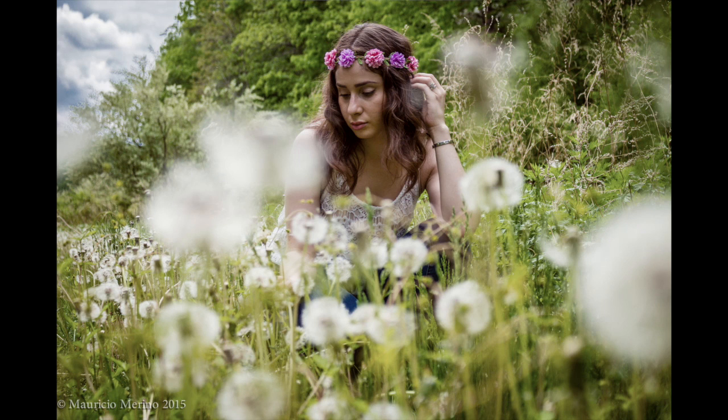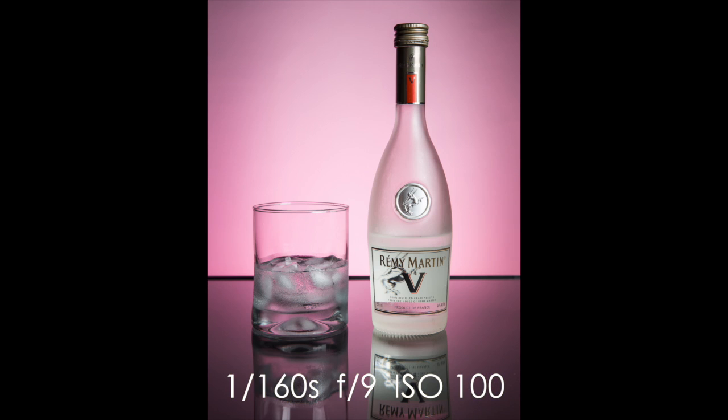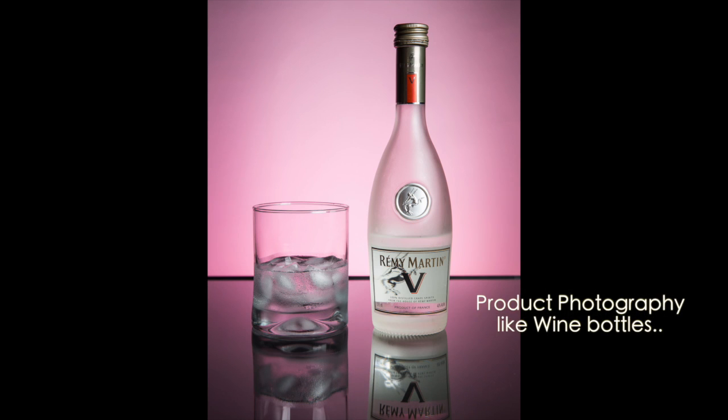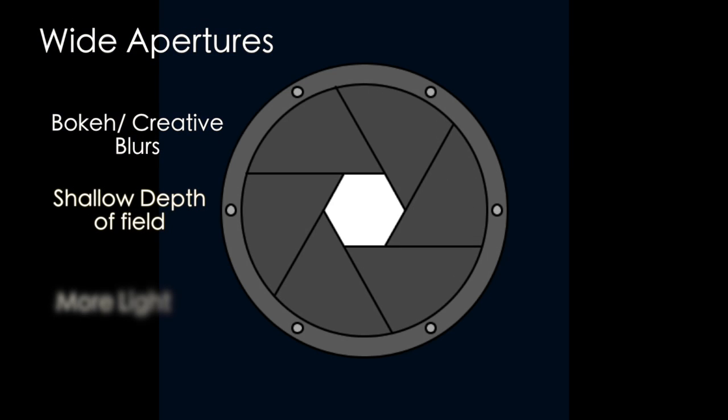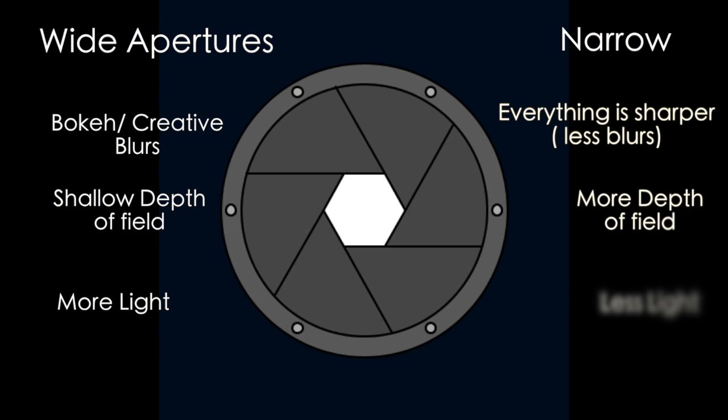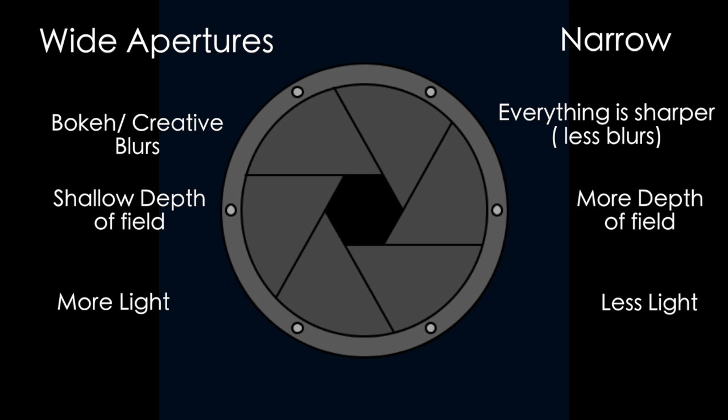With aperture numbers like f9, your whole image is sharper. Everything in the image is sharp. There's no blur. It's often used for advertisement, like in this example right here. So again, with wide apertures, you have bokeh, blurs, shallow depth of field, and more light goes into the sensor. With narrow, you have everything more sharp, less blur, more depth of field, and less light goes in.